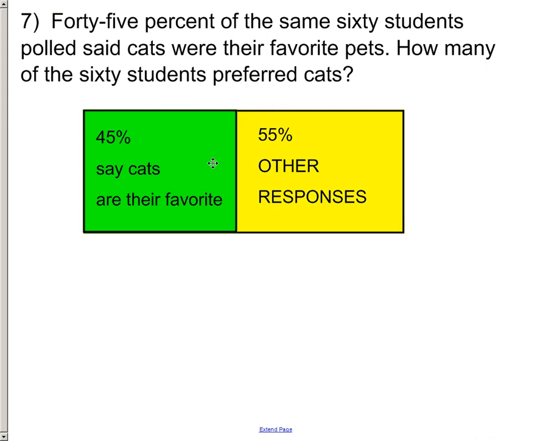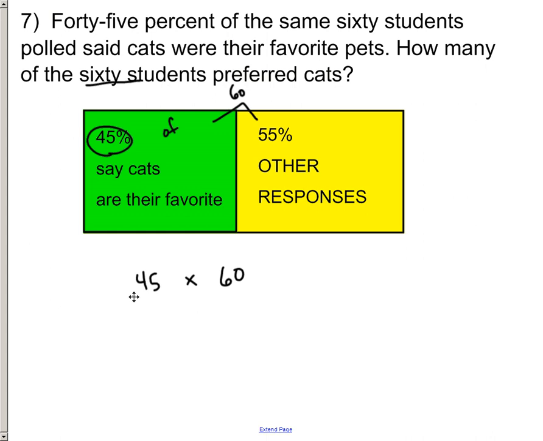Now, what was 100%? How many students did they really talk to? They talked to 60 different students. So together, this is a total of 60 students total. That's 100%, 60. Of these 60 students, 45% said the cats are their favorite. So we're interested in 45% of the 60. So it would be 0.45 times 60.